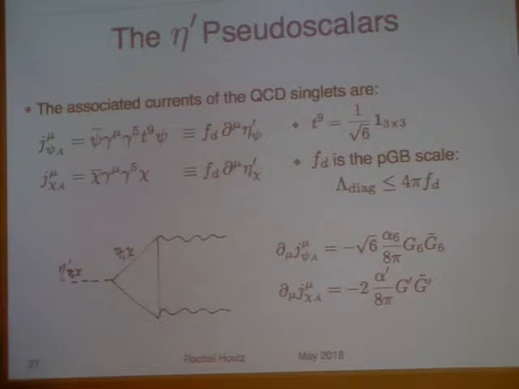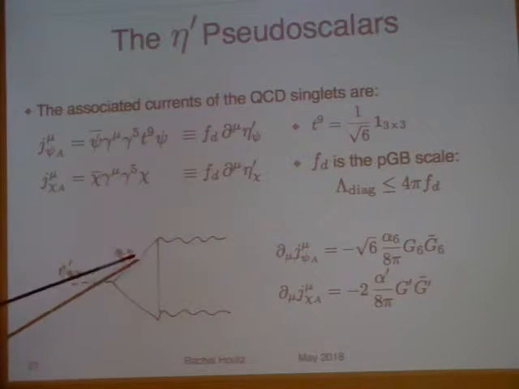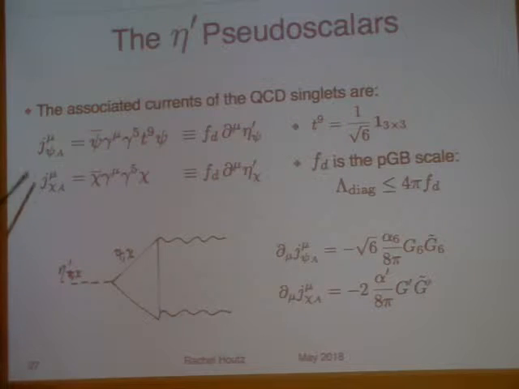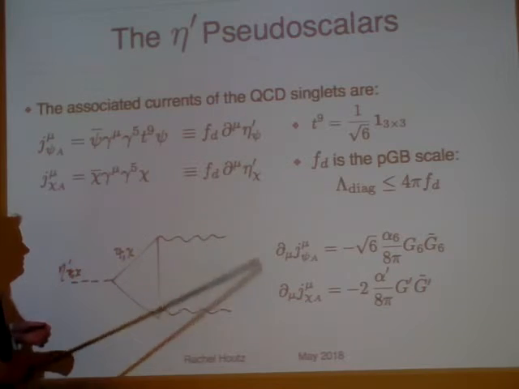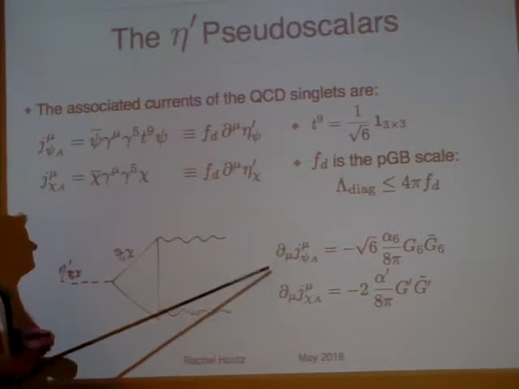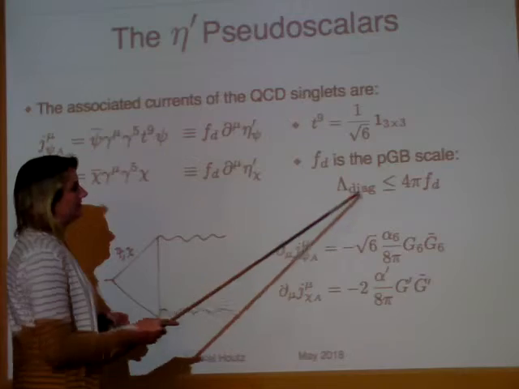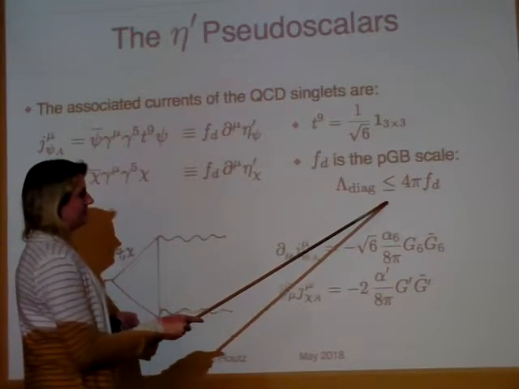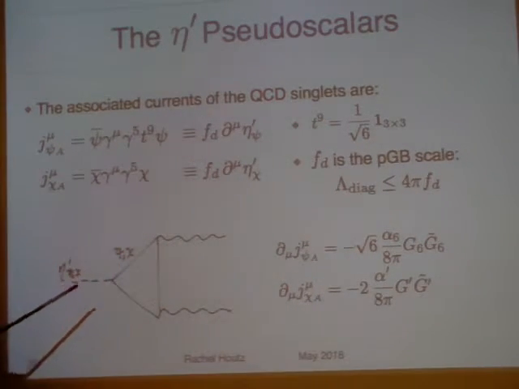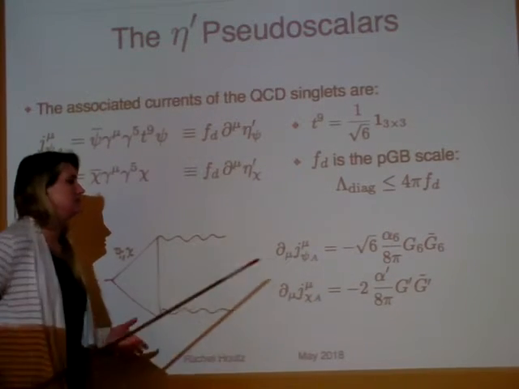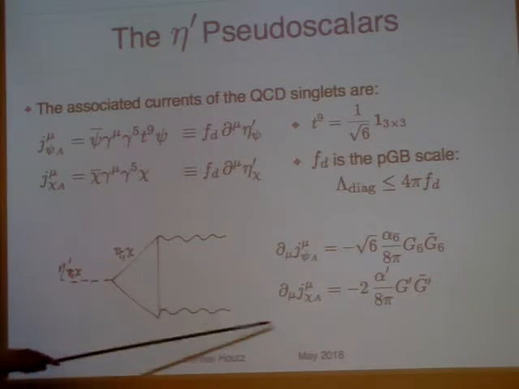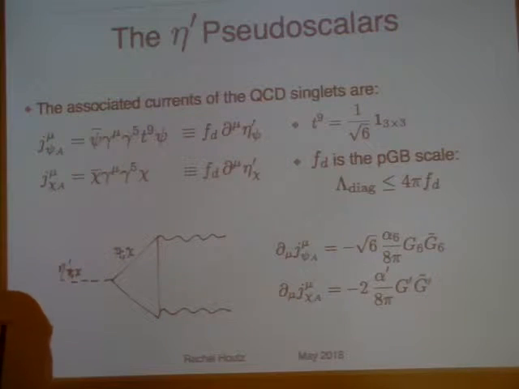And then the singlets, you can calculate their mass through their anomalies. The etas have associated currents, so you can write down the divergence of these currents, where we're going to introduce the scale F_D, where F_D is related to the confinement scale with the 4π. And then you can see that these χ's couple to this G′ dual, and the ψ's couple to G6 dual. And from the divergence of these currents, you can write down a potential for the etas.